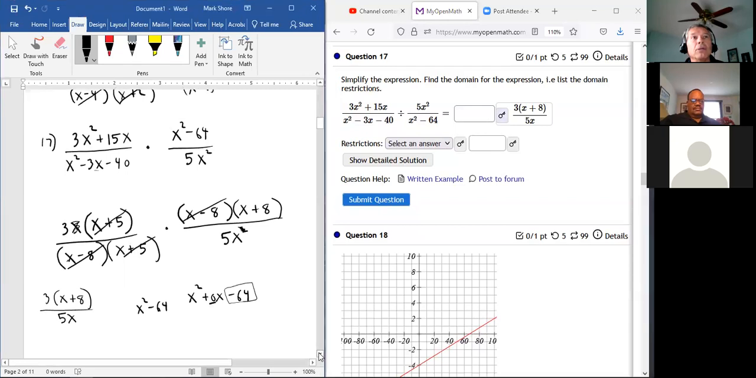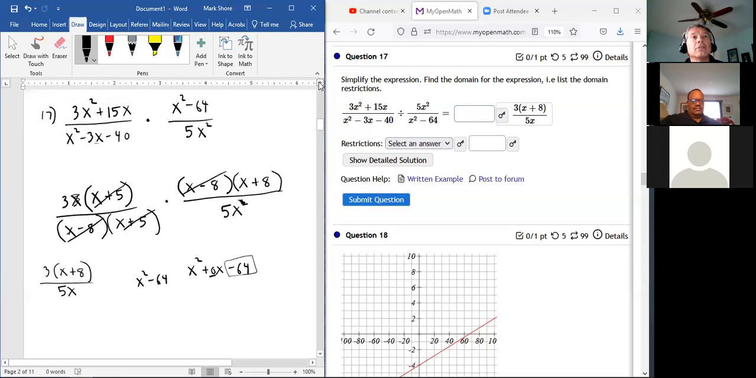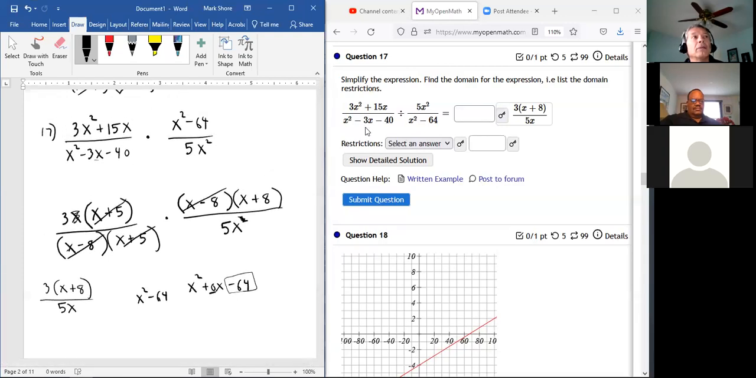And then they want to get the restrictions. The restrictions they're talking about are anything that makes the denominator equal to 0. So looking at the denominator, the factors we got from that were x minus 8 and x plus 5. The thing that makes x minus 8 equal to 0 is 8. The thing that makes x plus 5 equal to 0 is negative 5. The numbers that make x squared minus 64 equal to 0 were positive 8 and negative 8. And this was also in the denominator. And the only thing that makes this equal to 0 is 0.